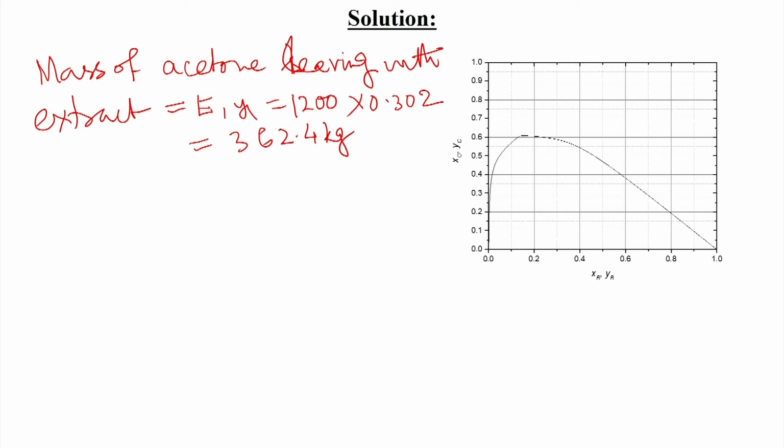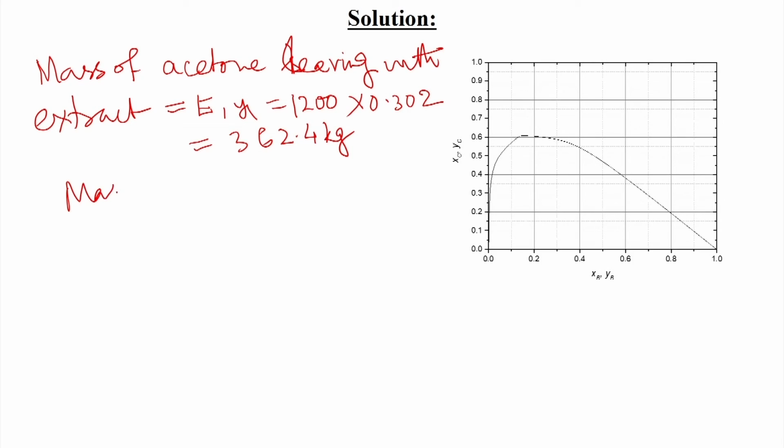We know that the amount of acetone present in the feed, the mass of acetone in feed, is equal to 1000 into 50% kg. So, it is 500 kg.